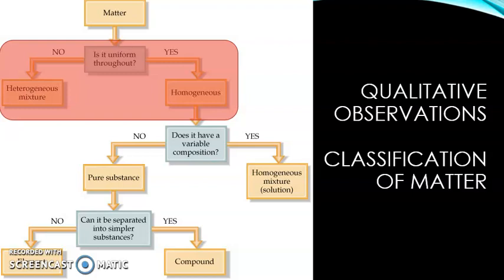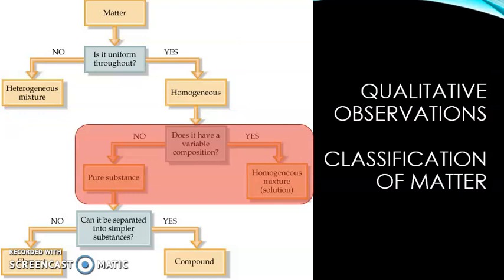The next thing we can decide is whether or not there's more than one thing on the inside of it. In other words, does it have a variable composition? So if you know that it's made of more than one thing, for example, salt and water, salt water, you would call that a homogeneous mixture, or a very special kind of that, which is called a solution, where one thing is dissolved into another. But if you know it's only made of one specific material, you can call it a pure substance.